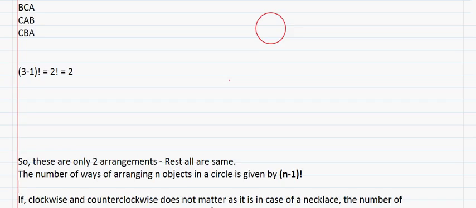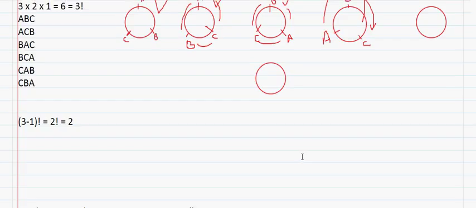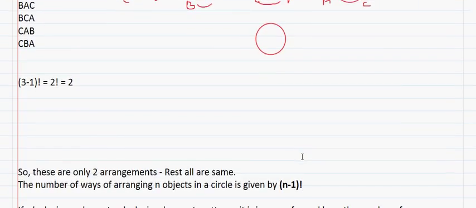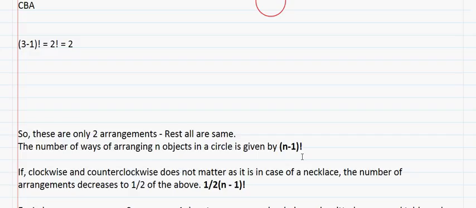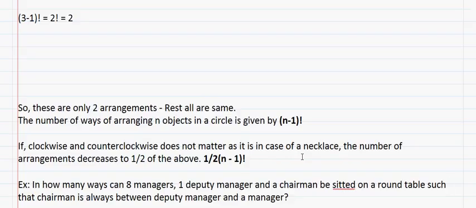So for a circular arrangement kind of problem, the number of ways of arranging n objects in a circle is given by n minus 1 factorial. Now in a necklace kind of problem, we can turn it upside down, which means that there is nothing called counterclockwise or clockwise sense. So the number of arrangements would decrease by half, and they would become 1 by 2 into n minus 1 factorial. So this is all about the circular arrangements.